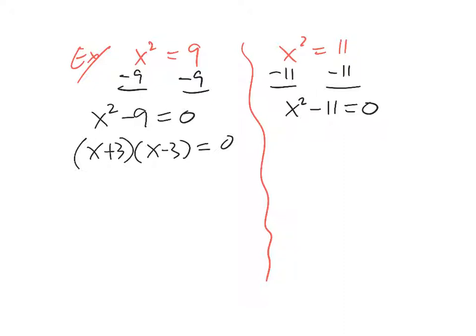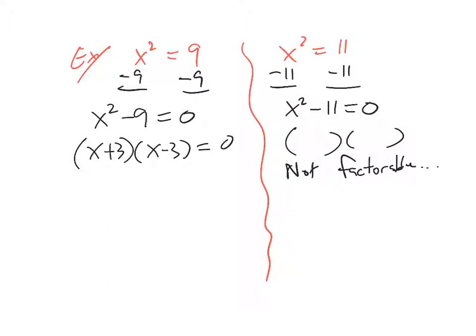And then on this one, well, we have a problem, right? We can't factor it. So notice, we cannot factor this. And because we cannot factor, let's put not factorable.